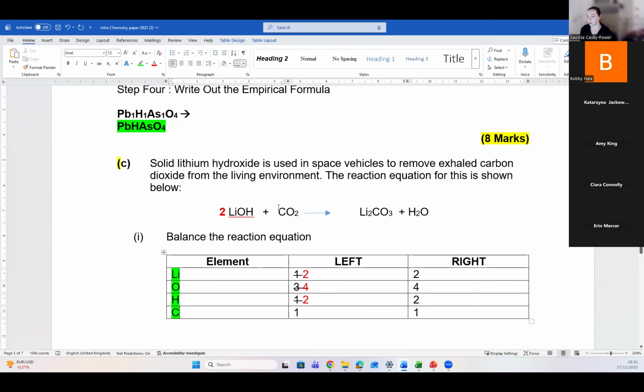Okay, so that one was easy enough, but it's just always handy to double check each element, okay? Because sometimes if you add a coefficient in front of a compound, it can throw other things off. So it's just always handy to double check them by crossing them out and going through them each time. Is that okay, guys? Yeah.